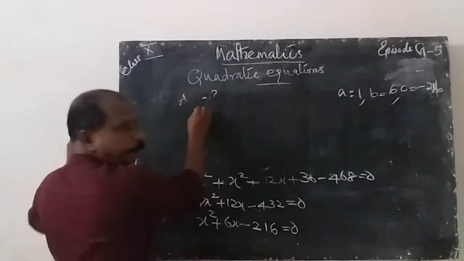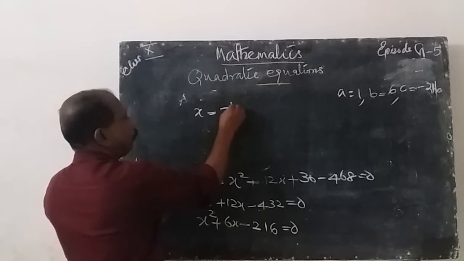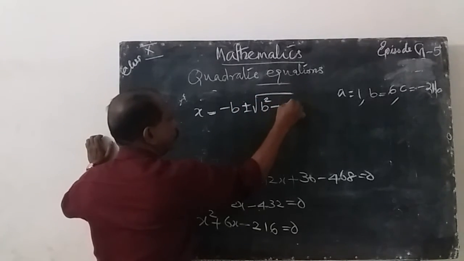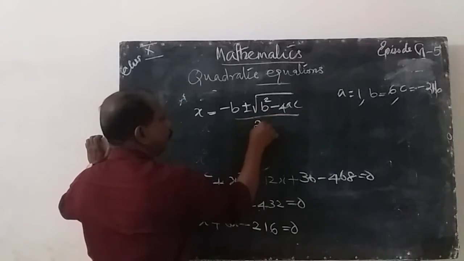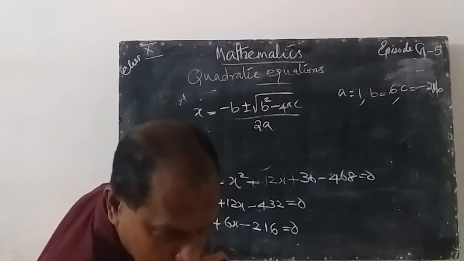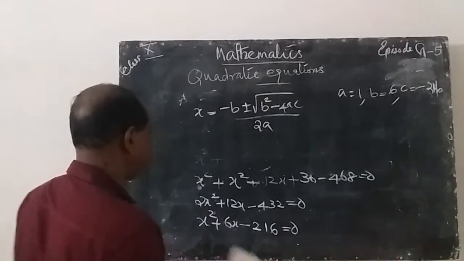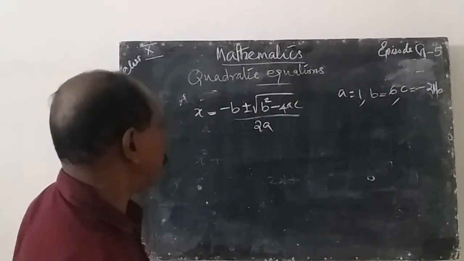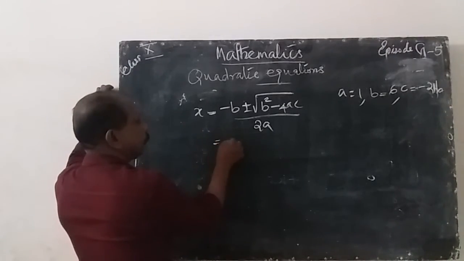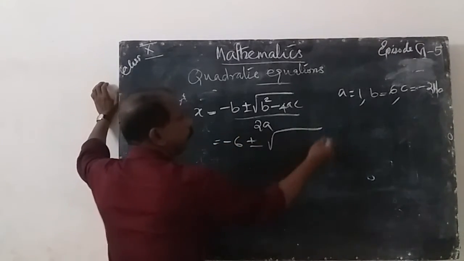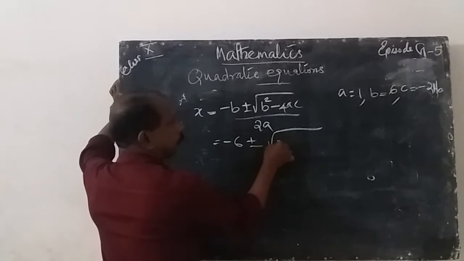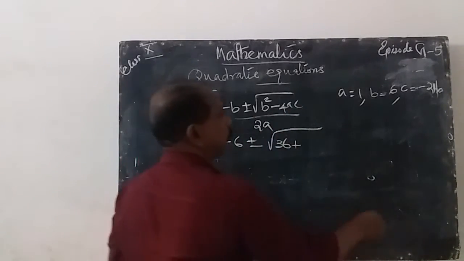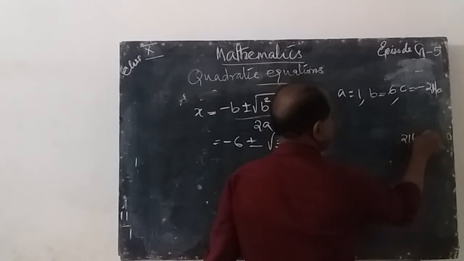Then what is x? x is equal to minus b plus or minus root of b square minus 4ac whole divided by 2a. That is b, it is 6. Therefore minus b is minus 6, plus or minus root of b square, 6 square, that is 36. Minus into minus is plus. 4 into 1 into 260. That is 260 into 4.